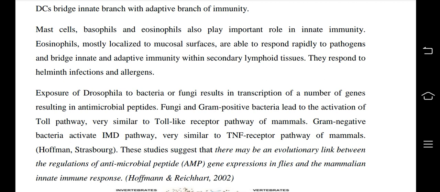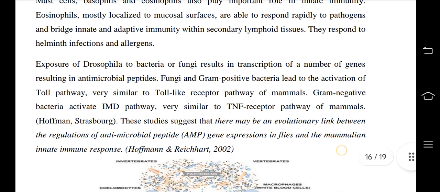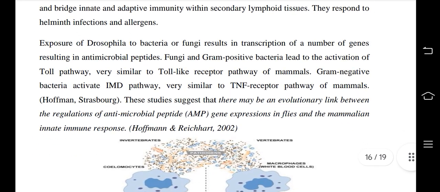Exposure of Drosophila to bacteria or fungi results in transcription of a number of genes resulting in antimicrobial peptides. Fungi and gram-positive bacteria lead to the activation of the Toll pathway, very similar to the toll-like receptor pathway of mammals. Gram-negative bacteria activate the IMD pathway, very similar to the TNF receptor pathway of mammals. Hoffmann's studies suggest that there may be an evolutionary link between the regulation of antimicrobial peptide, AMP, gene expression in flies and the mammalian innate immune response.